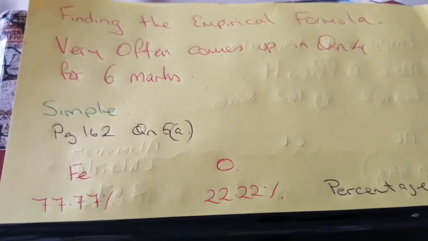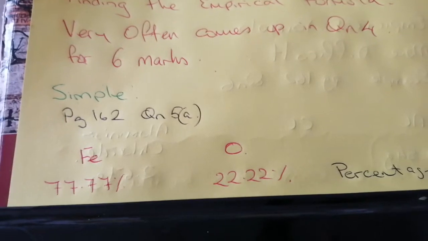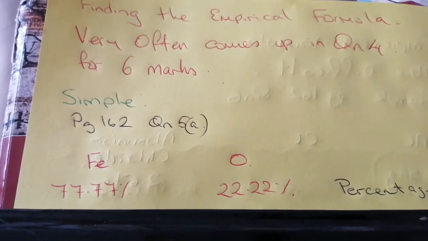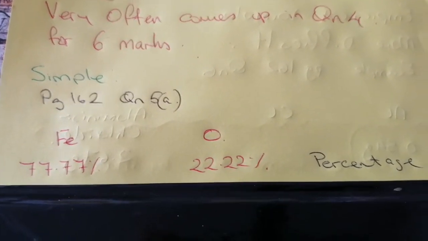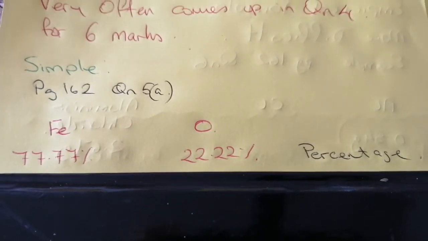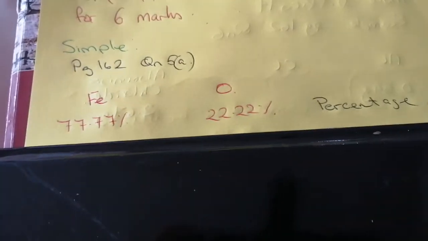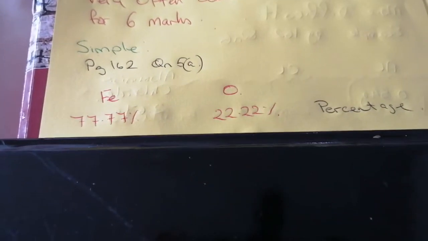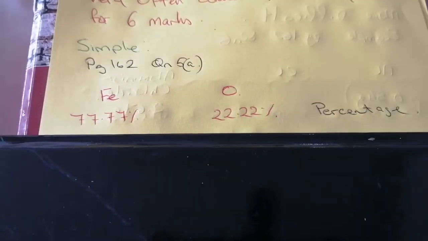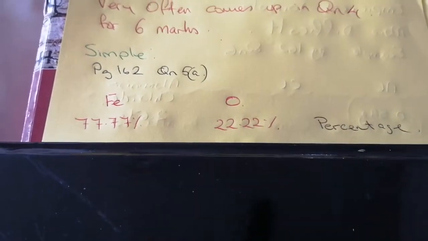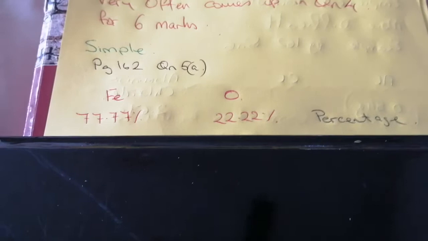full marks. So the example I'm going to do here is on page 162 of your textbook, and it's question 5a. So they told us in the question that the percentage of iron to oxygen is 77.77% iron, 22.22% oxygen. It doesn't add up to 100, but again, we'll just go from there.